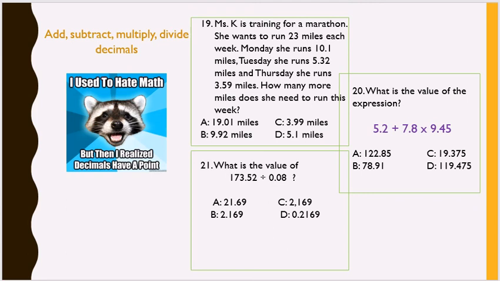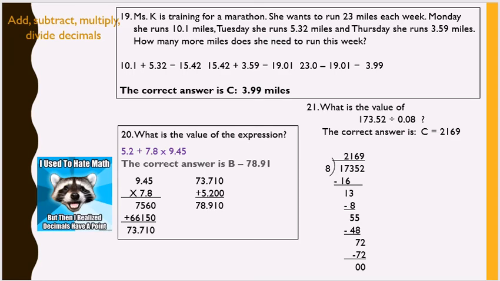Number 20. What is the value of the expression 5.2 plus 7.8 times 9.45? And then 21. What is the value of 173.52 divided by 0.08? Is it A, 21.69, B, 2.169, C, 2,169, or D, 0.2169? Okay, now that you've started your video again, let's check your answers.